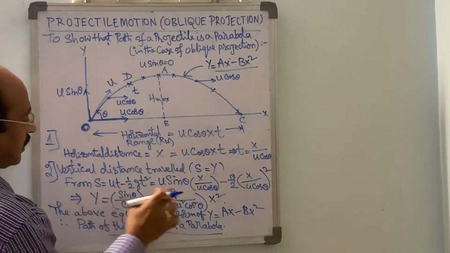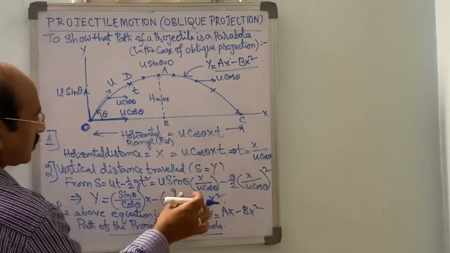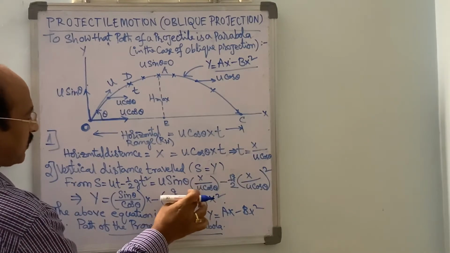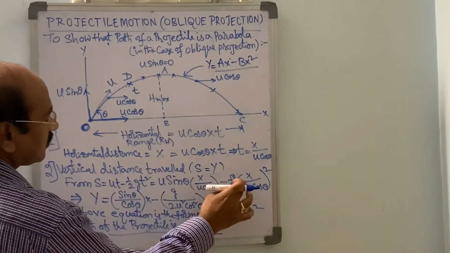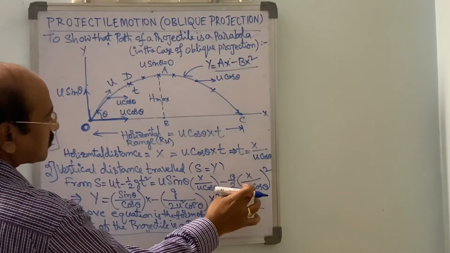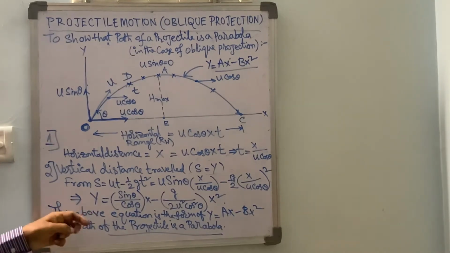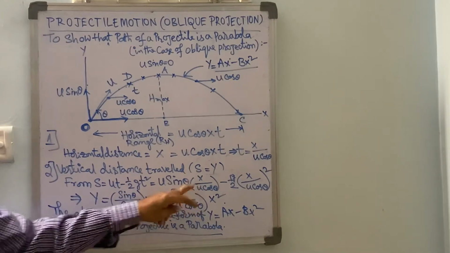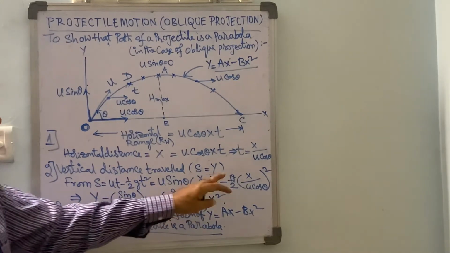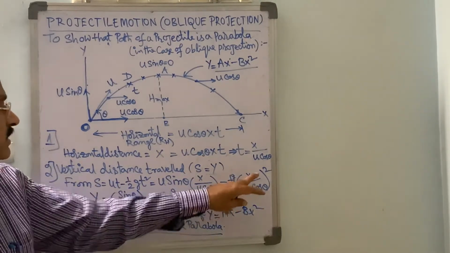So u sin theta into t, where the t value is x by u cos theta. Here we substitute, instead of t, x by u cos theta, minus g into t square. Instead of t square, here we substitute x by u cos theta whole square. By simplifying it, we write y equal to sin theta by cos theta (u gets cancelled) into x, minus g by 2u square cos square theta into x square.